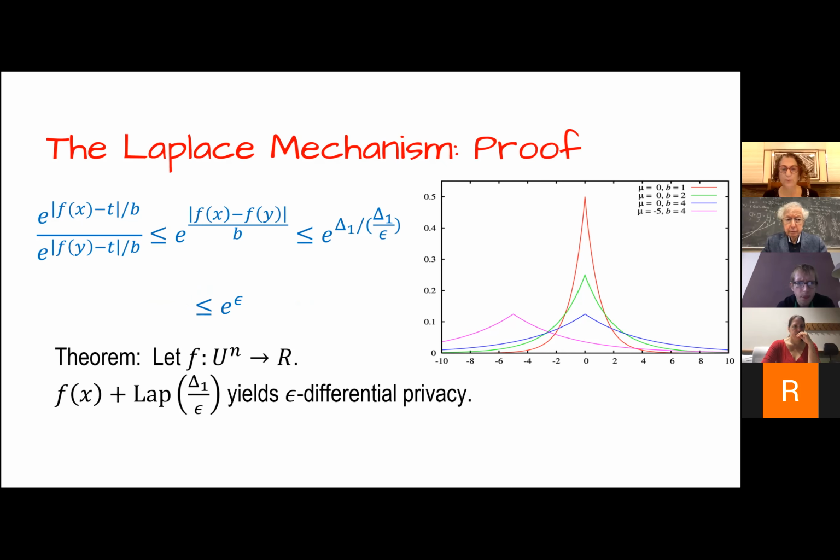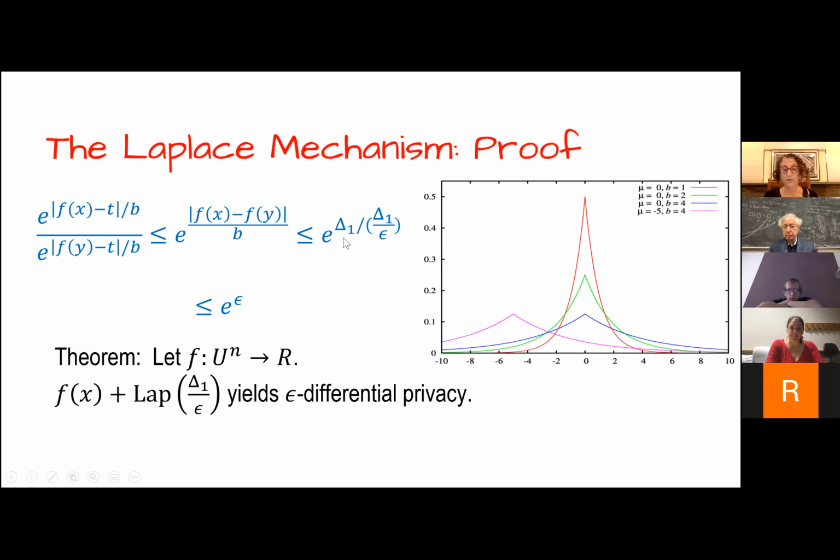Okay, so the proof for the Laplace mechanism is very simple, and it relies on the fact that the probability density function P of t will drop off exponentially in the magnitude of t divided by the parameter b. There's also a normalizing 1 over 2b term, but that's going to divide out. So for any output t that could be produced, the ratio of the probability densities of the output t on adjacent databases x and y is given by e to the minus |f(x) minus t| over b if the database is x, divided by e to the minus |f(y) minus t| over b when the database is y. So by the triangle inequality, that's bounded by e to the |f(x) minus f(y)| over b.